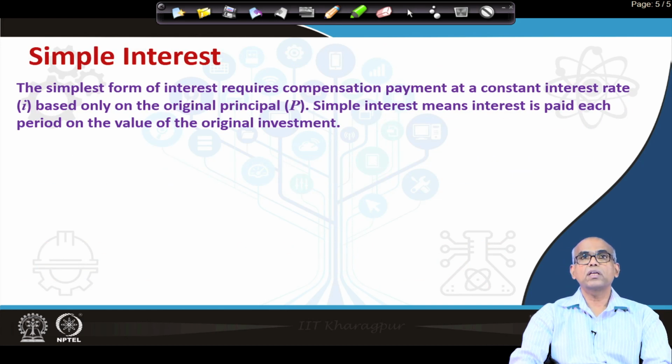Now, let us start talking about different types of interest, and we will start our discussion with simple interest. The simplest form of interest requires compensation payment at a constant interest rate i based on the original principal P. Simple interest means interest is paid each period on the value of the original investment.